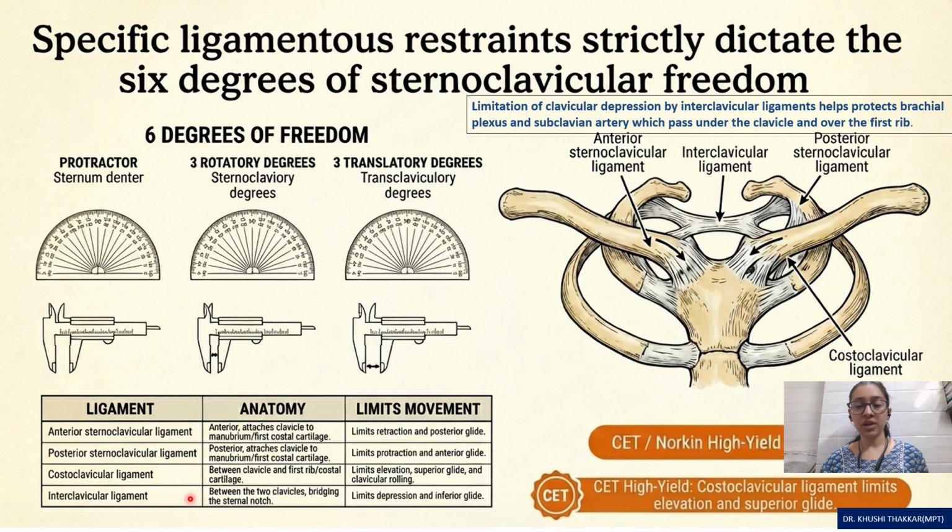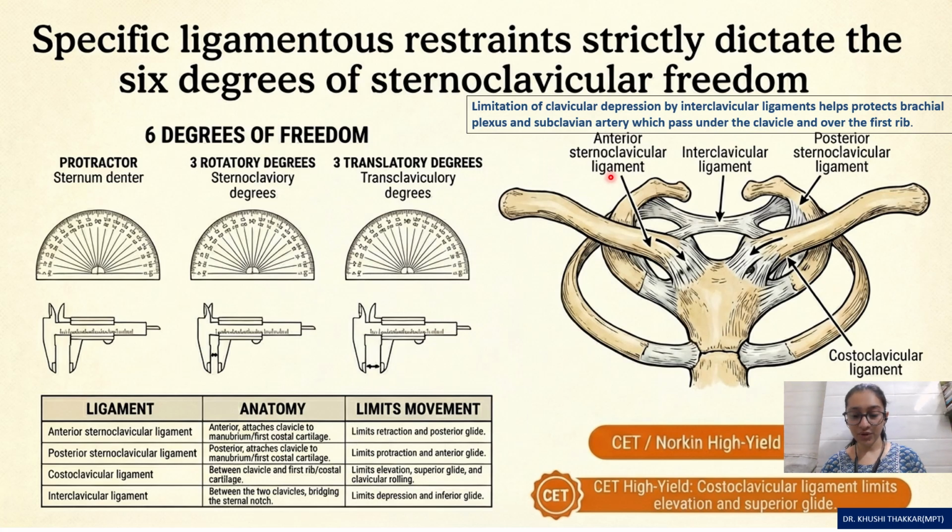The interclavicular ligament attaches between the two clavicles, bridging the sternal notch. As we see here, the interclavicular ligament bridges the sternal notch. This limits depression and inferior glide. Again, when the clavicle elevates, it is going to prevent the depression of the lateral end and too much elevation of the medial end, serving the same purpose as we discussed now.